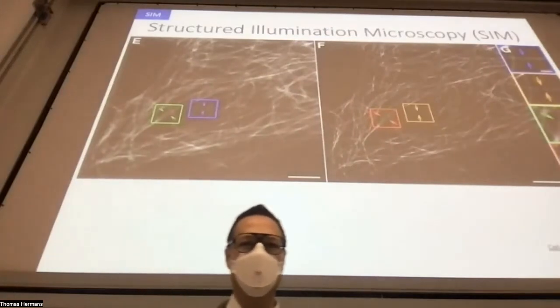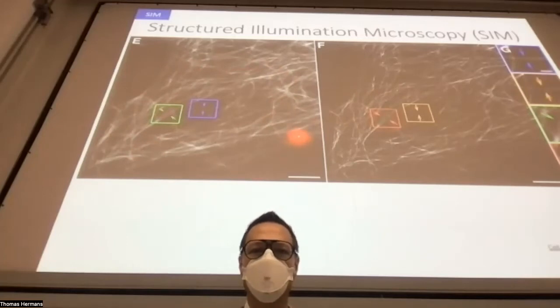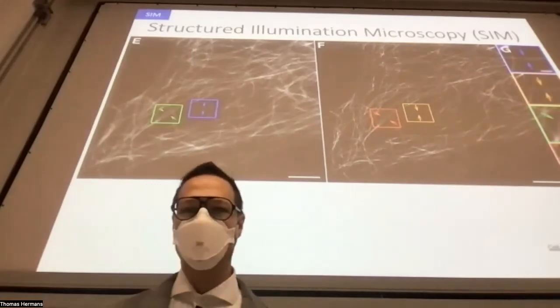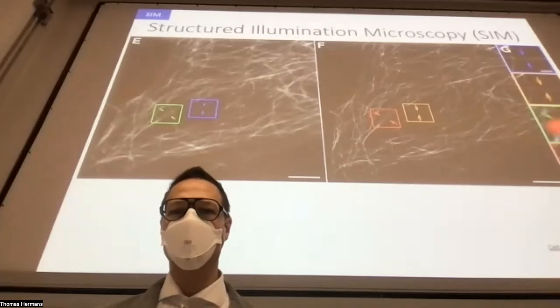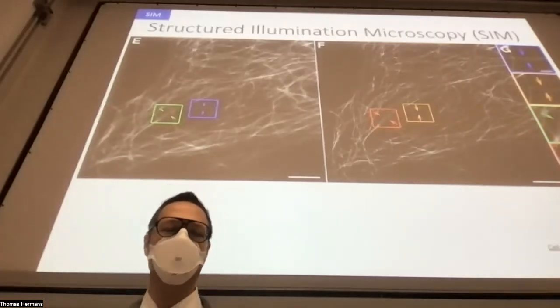Okay, here another example. So this is normal confocal microscopy. This is SIM, right? Again, much higher resolution, much sharper features, and some features where you would not be able to distinguish them. Then with SIM, you can actually really clearly see a difference.